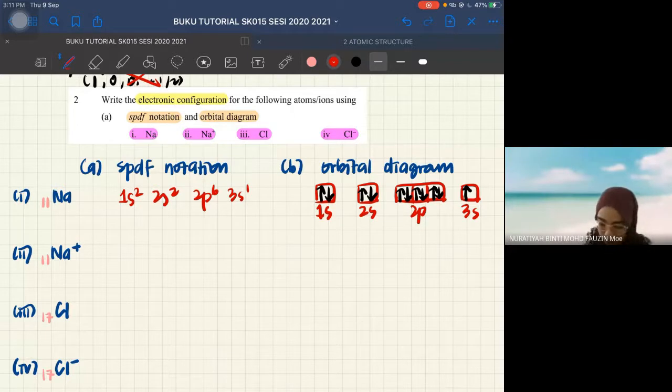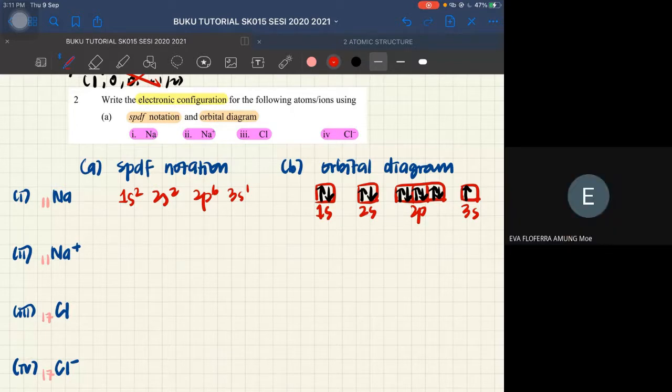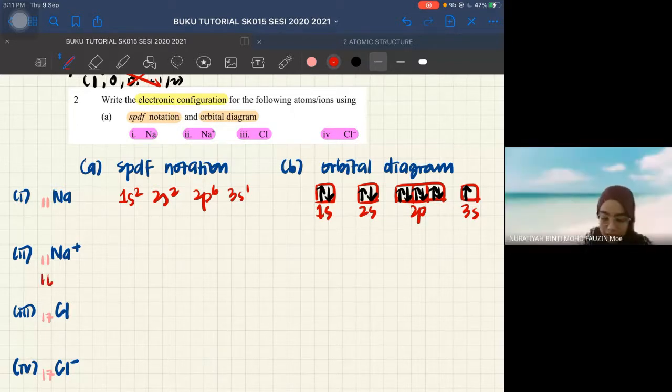How many electrons? 11? 10. Okay, 10 electrons, because you have a plus charge. That means you have more protons than electrons. So, remove one electron. Your SPDF notation will be 1s2, 2s2, 2p6.